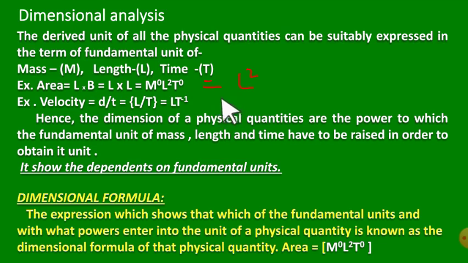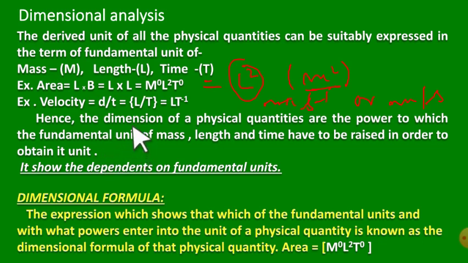So if it is in SI unit, then this area will have the unit of what? Meter square, because this is of length. Length square means meter square, because in SI unit length is measured in terms of meter. Likewise for velocity, its SI unit will be meter per second, or meter second inverse, like this. So that is how we can express this derived physical quantity to find its units.